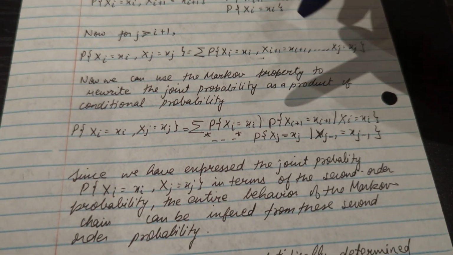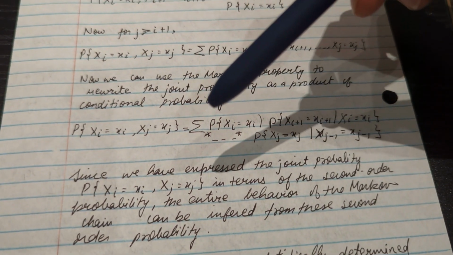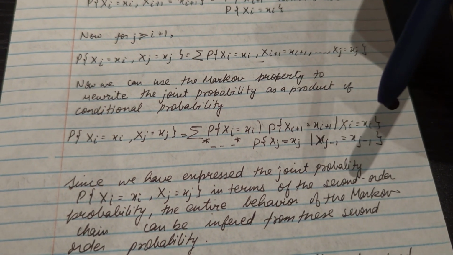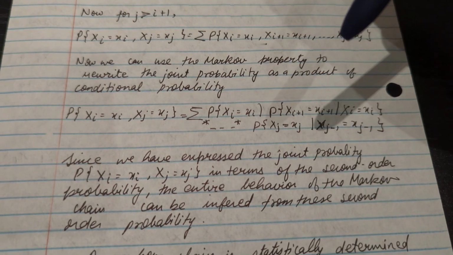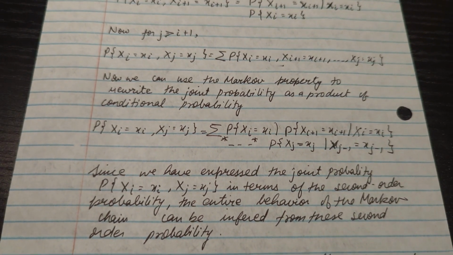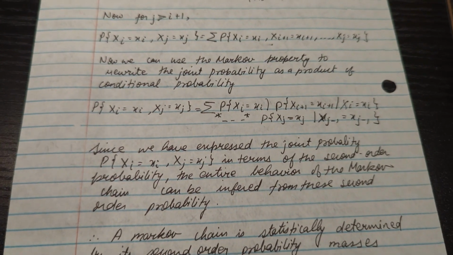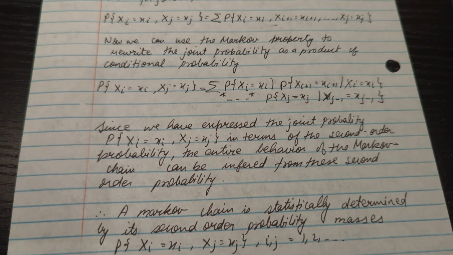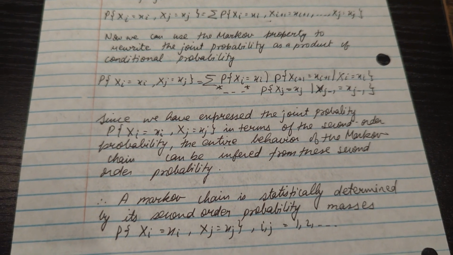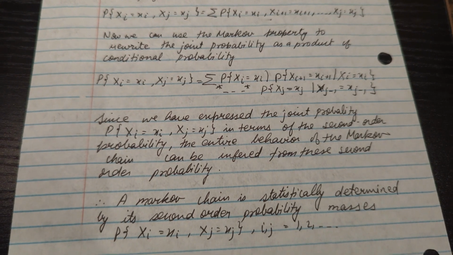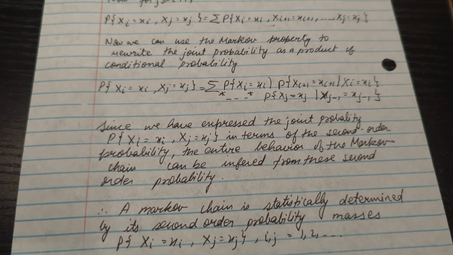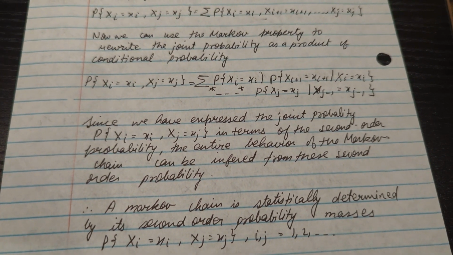Okay, since we have expressed the joint probability of Xi, Xj in terms of the second order probability, the entire behavior of the Markov chain can be inferred from this second order probability. Therefore we can say we have shown that a Markov chain is statistically determined by its second order probability masses, the probability of Xi, Xj where i, j equals 1, 2 and so on. Hence proved. Thank you.